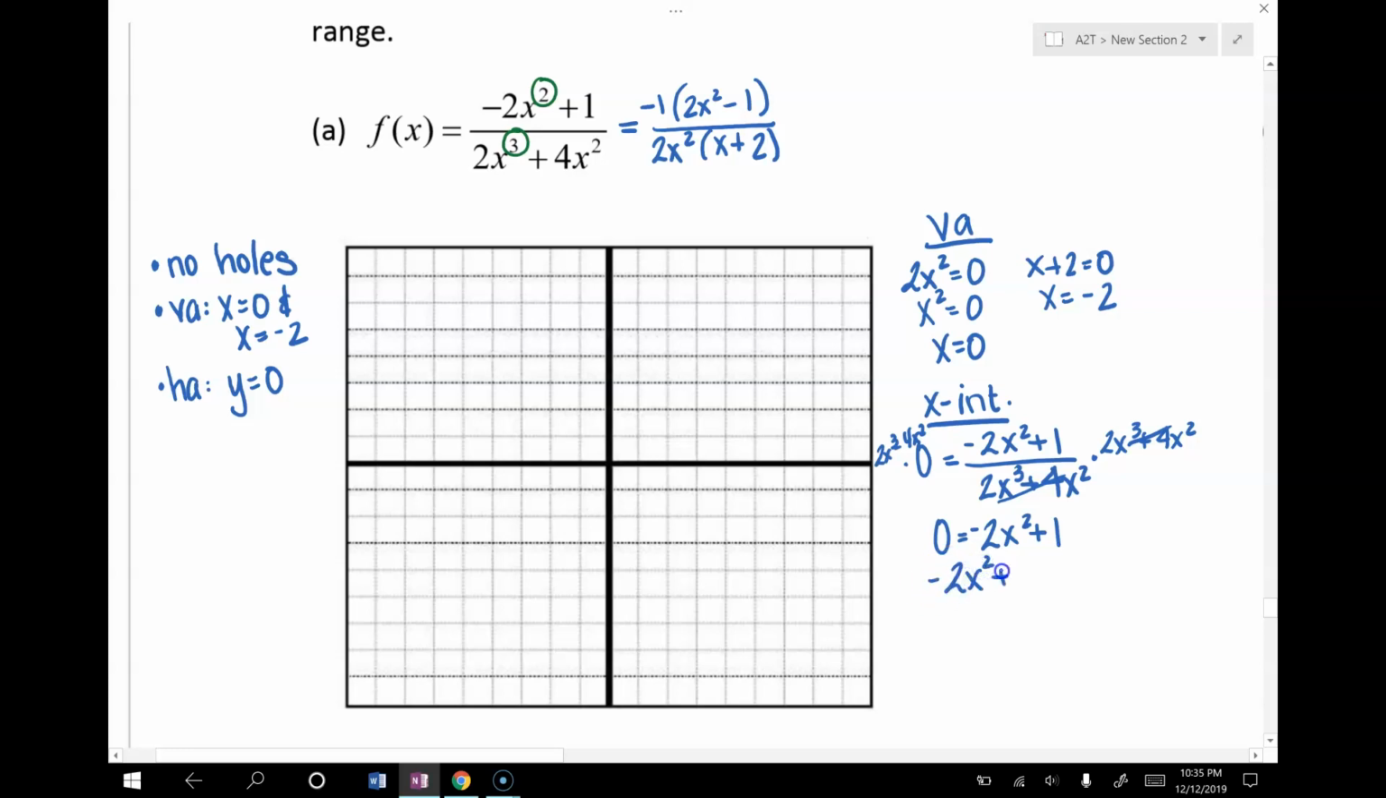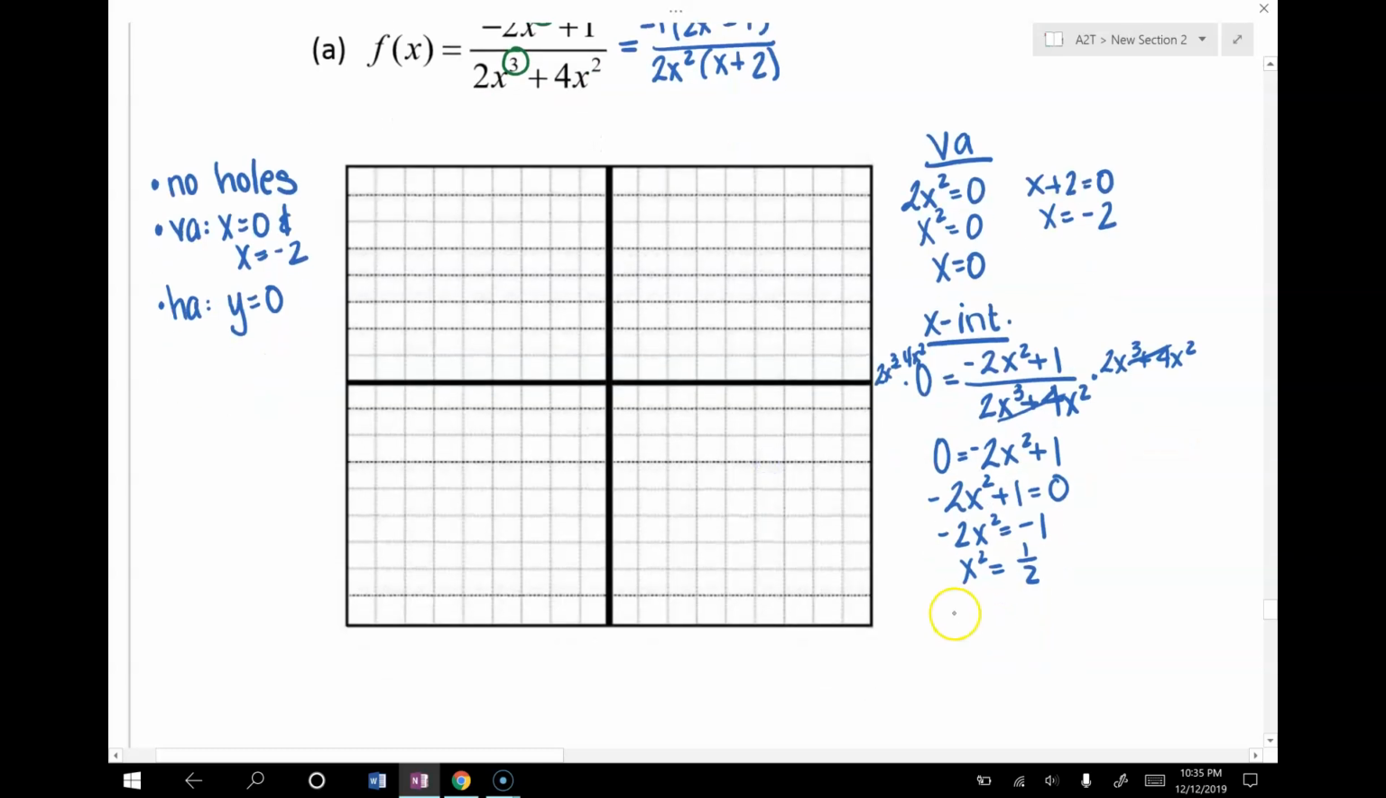All right, so -2x squared plus 1 is equal to 0. I'm going to subtract 1 from both sides. I'm going to divide by -2. And then I'm going to take the square root, and we need to remember that there is plus and minus square root of 1/2. Now that is not simplified because there's a radical in the denominator, but we have to graph this. So if we put square root of 1/2 into our calculator, you're going to find that it's approximately 0.7 if we round to the hundredths. So our x-intercepts are plus and minus 0.7, 0.